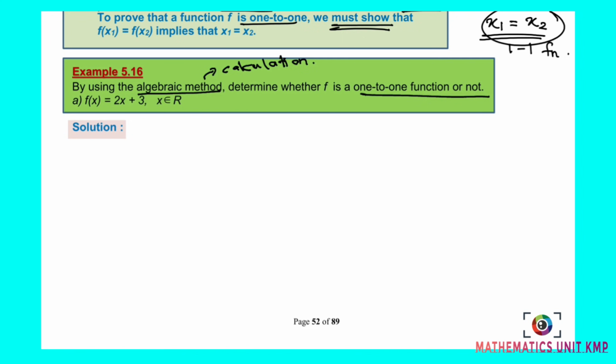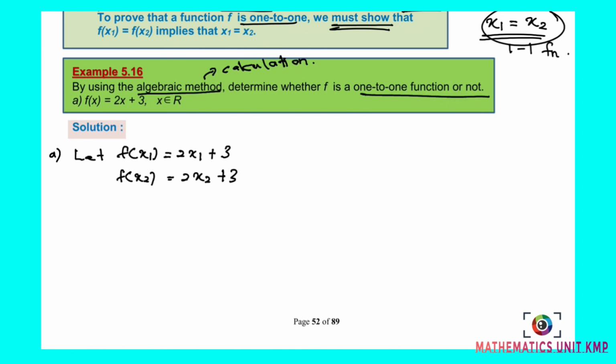So for a function f(x) = 2x + 3, x is an element of the real numbers. So for A, we let f(x1) = 2x1 + 3 and f(x2) = 2x2 + 3.